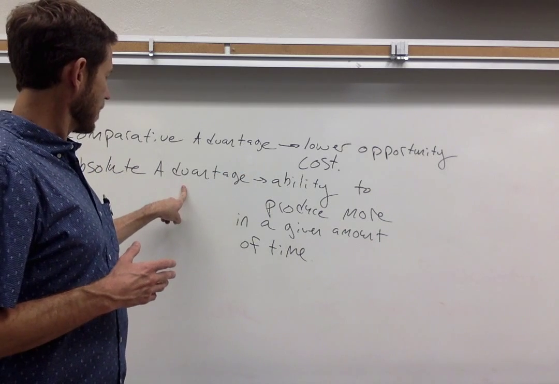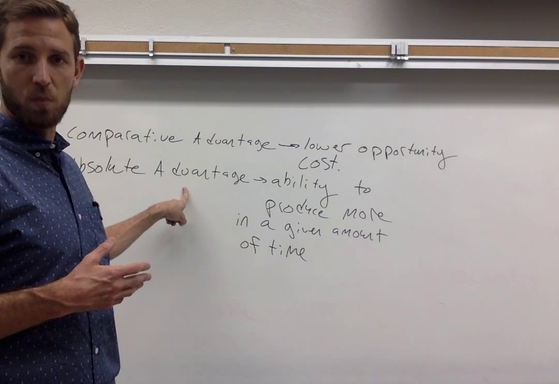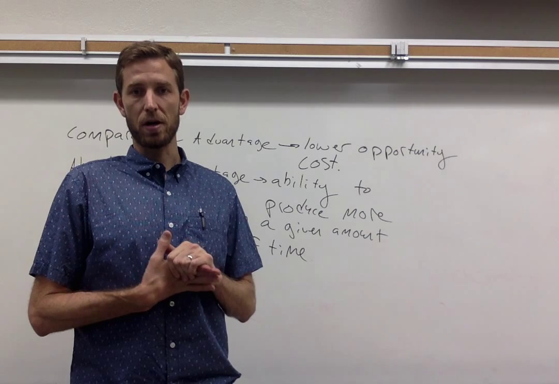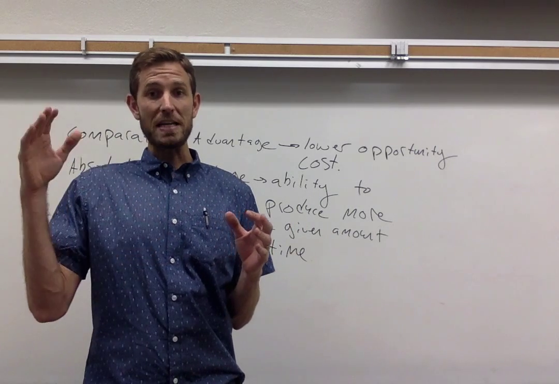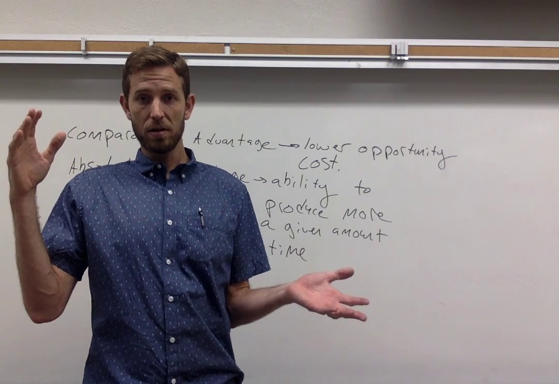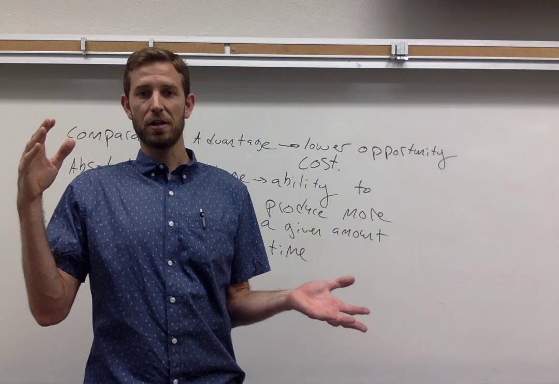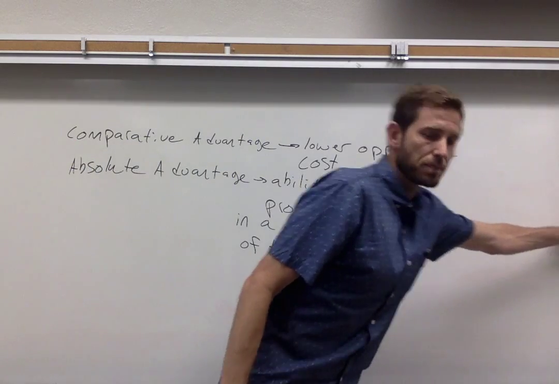Another important idea is something called absolute advantage. And that one's much more straightforward. This is just the ability to produce more of something than your trading partner. So if the United States can produce more wheat than can Mexico, it would be correct to say that the U.S. has an absolute advantage over Mexico in producing wheat. Pretty easy.